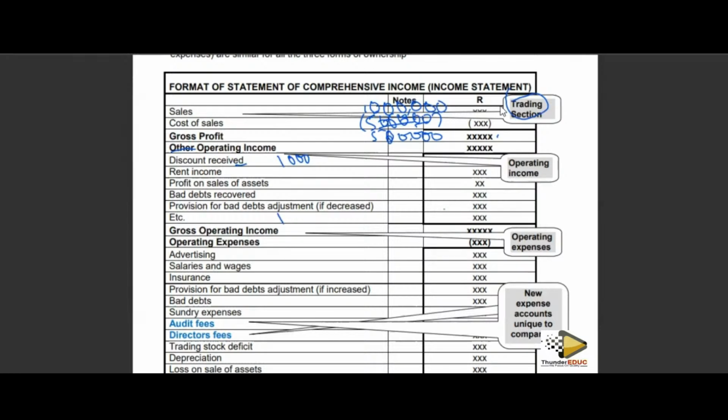Now we have the rent income. What is this? This is also other income. Rent income, let's say we have our building, okay? And we are not using the whole building for our business.